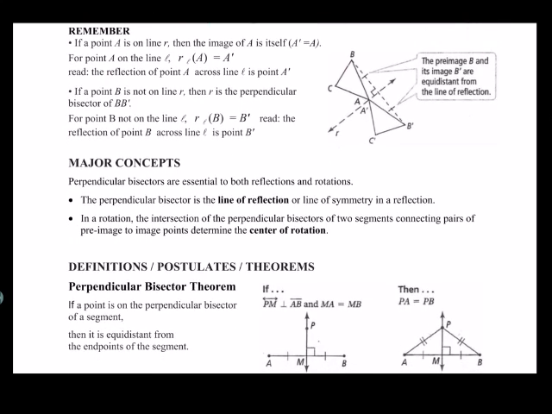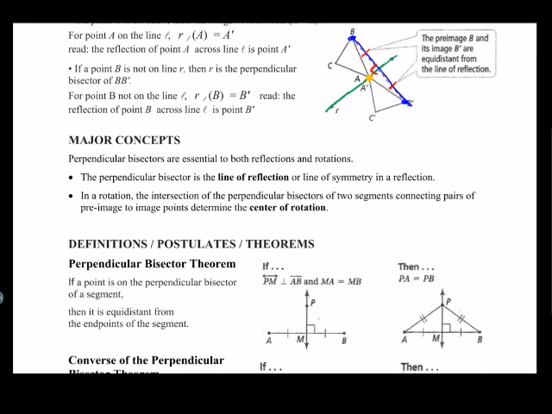A review of reflections. Remember that given a line of reflection, if you are on the line of reflection, you stay there. A becomes A prime. If you are not, you reflect over the line, perpendicular, and equidistant. So just a nice little graphic here to remind us of that.